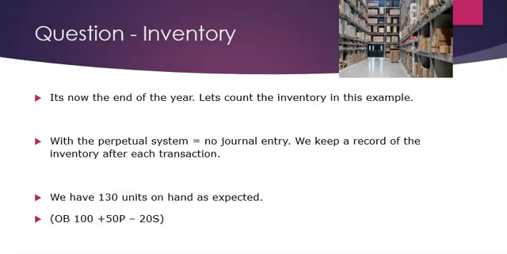Now let's say it's the end of year. We need to count the inventory in this example. So remember, with the perpetual system, there was no journal entry for year end. We kept a record of the inventory after each transaction, and we knew the balance and the value by looking at the balance sheet. This is now changed. Let's count our inventory, and we'll presume that we have 130 units on hand. How did we get that? Well, we have our opening balance of 100 units. We've purchased 50 units, then sold 20 units of inventory.